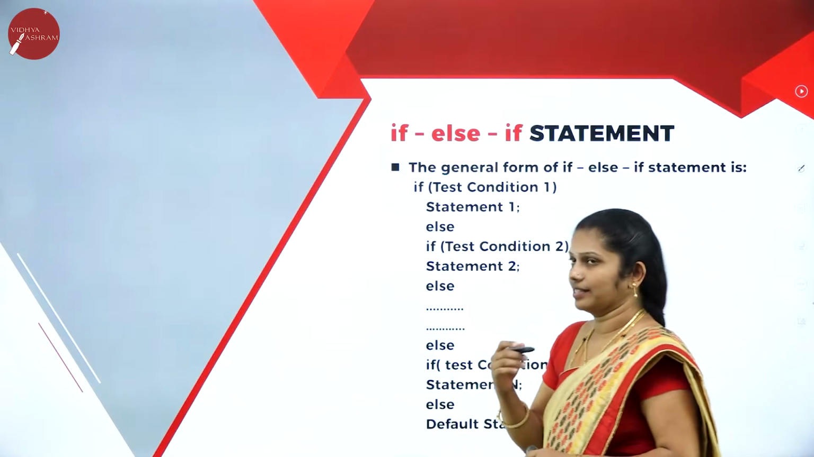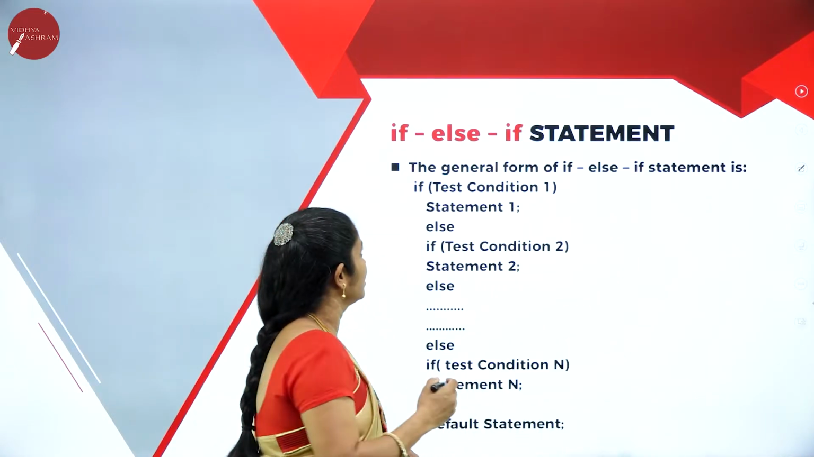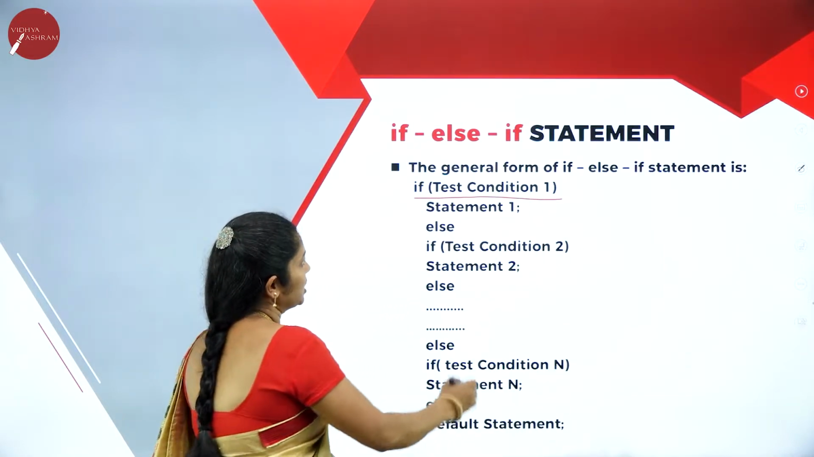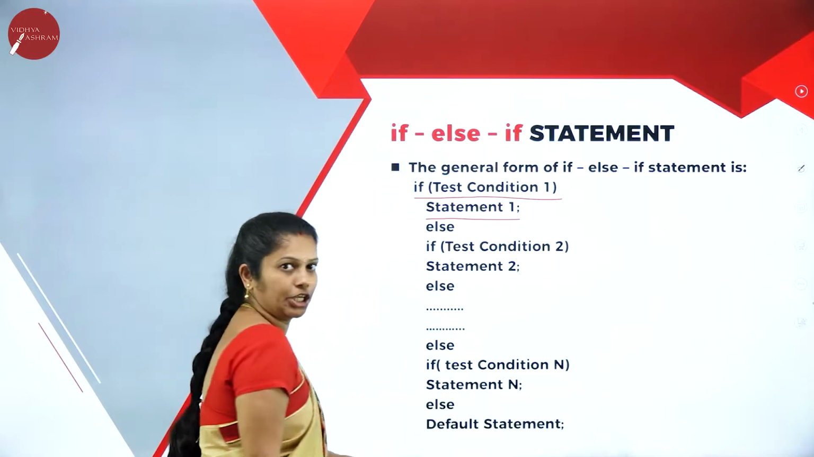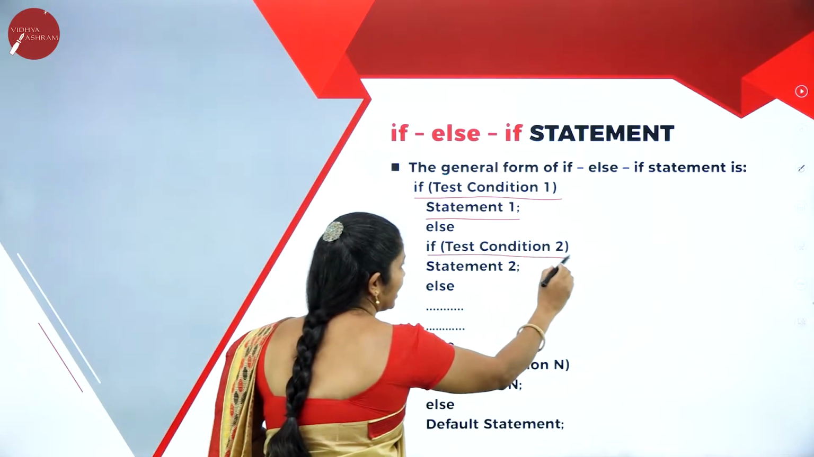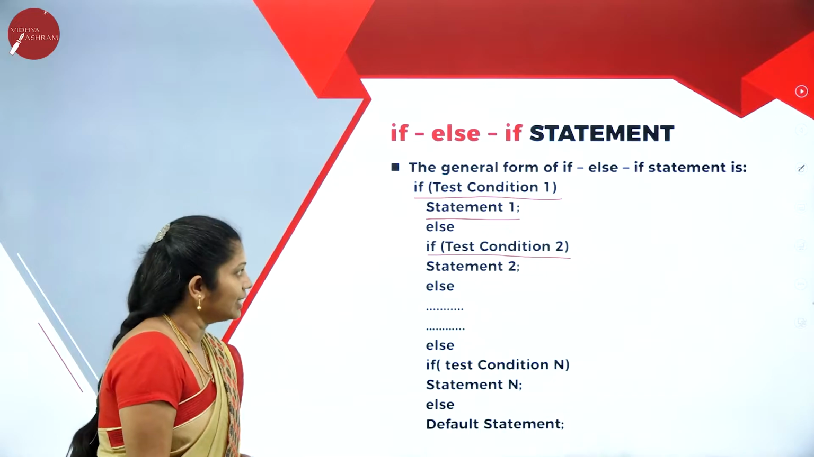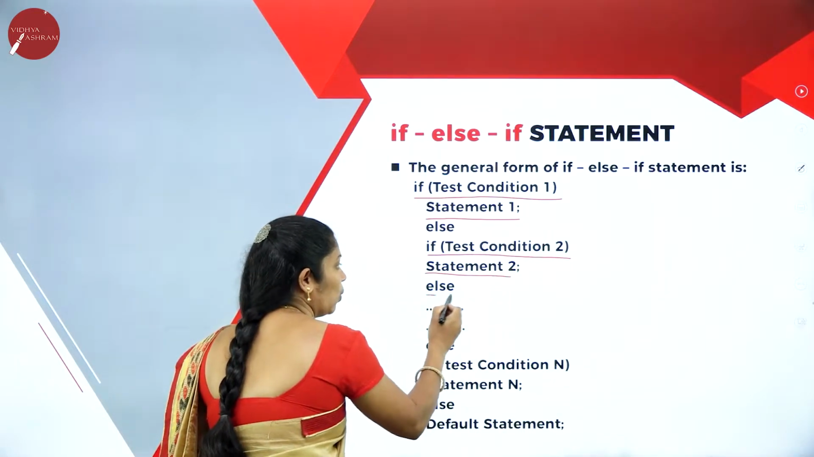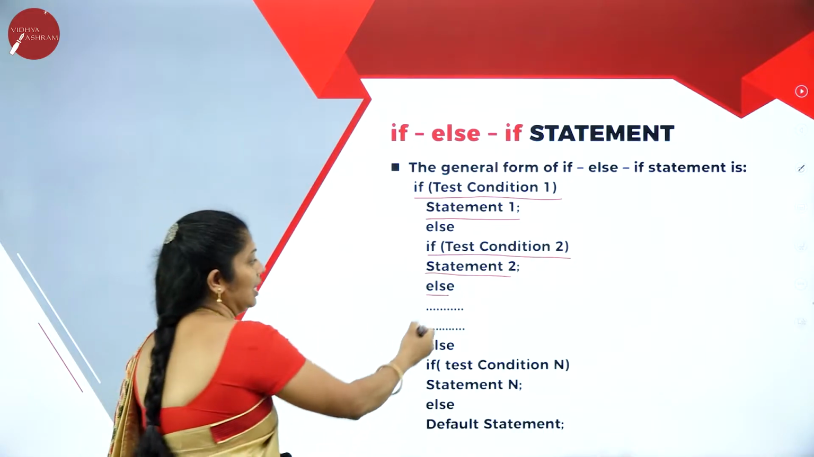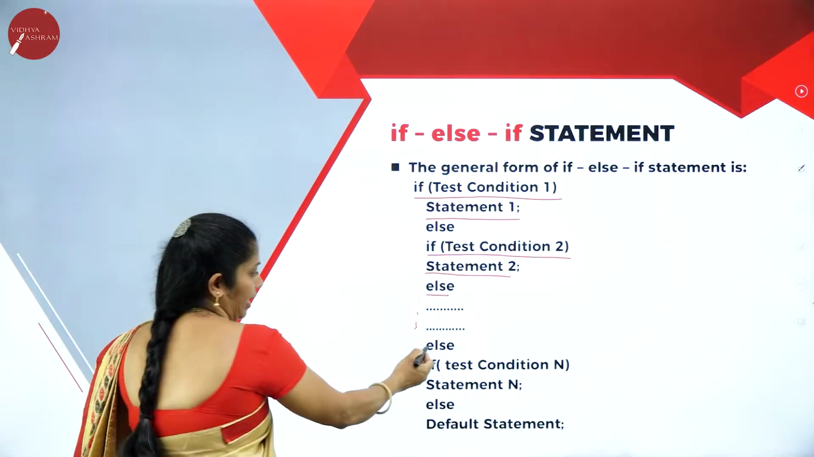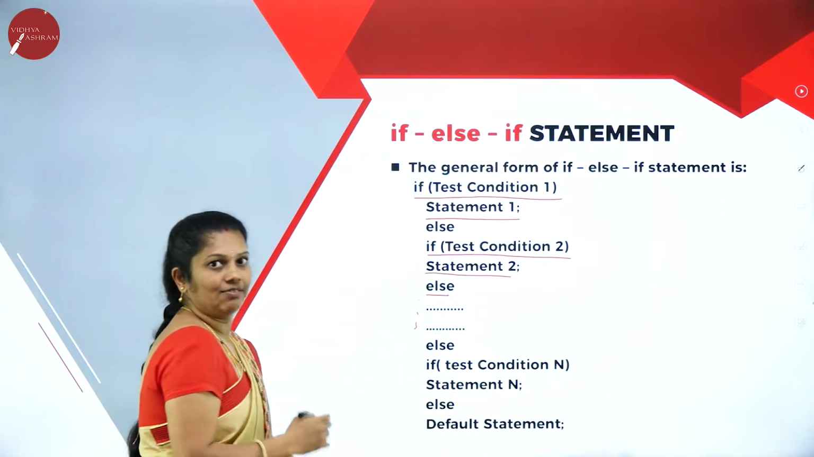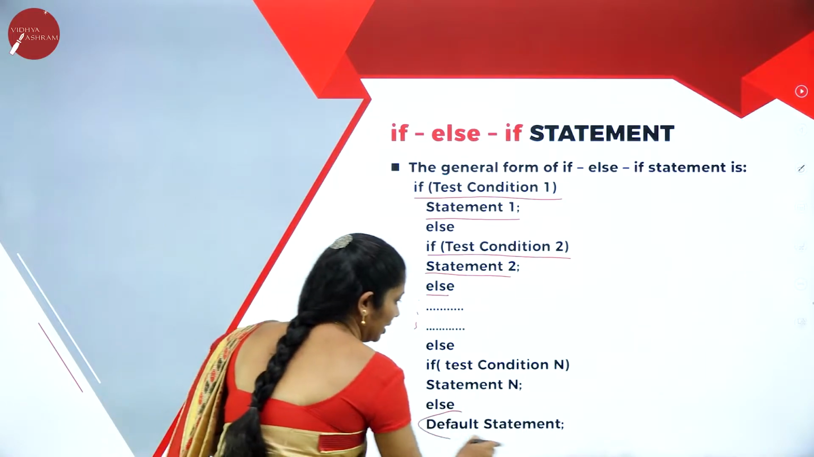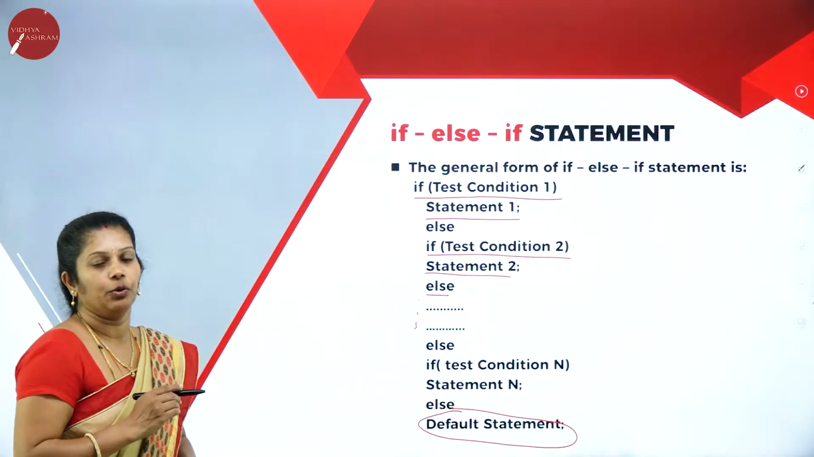When we come to the if else if statement, there we have the general syntax. First, if test condition 1, if the condition is satisfied, then statement 1 will execute. Else, it will check for the second condition. If the second condition is also satisfied, then it will execute statement 2. Otherwise, else it will check for the next condition. Like that the process will continue. Else if test condition n, if it is satisfied, then statement n will execute. Otherwise, finally the default statement will execute.